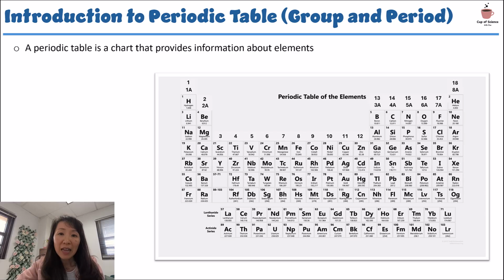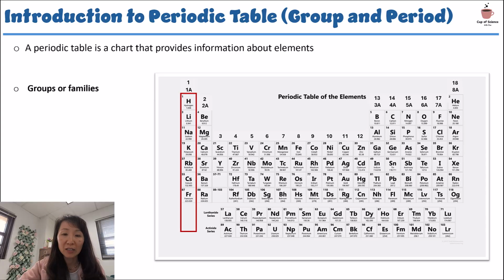The periodic table is categorized in different ways, and one of the ways it is categorized is by group and period. A group, also known as a family, is located vertically, this column right here. So there are various groups and families as it goes across.